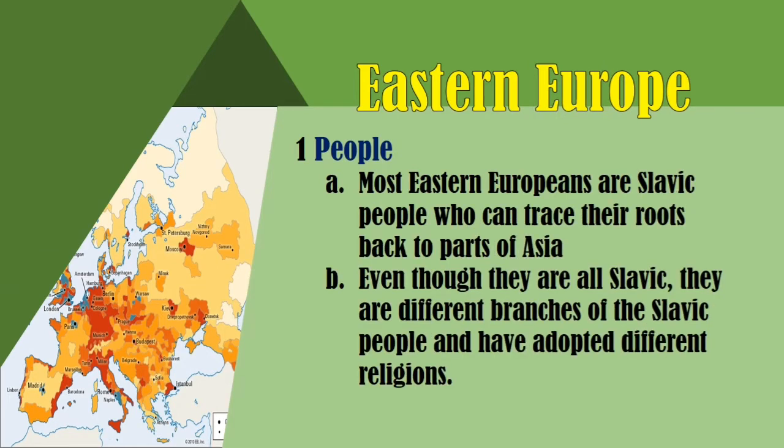Most Eastern Europeans are Slavic people who can trace their roots back to parts of Asia. Even though they are all Slavic, they are different branches of the Slavic people and have adopted different religions. So this has made for a history of tension and conflicts, especially on the Balkan Peninsula.